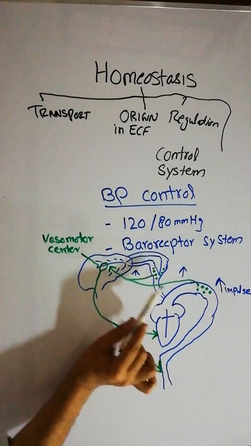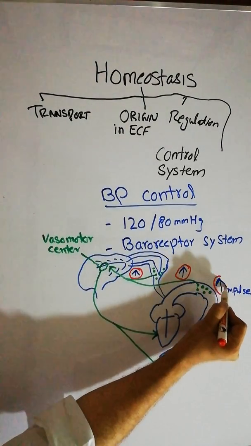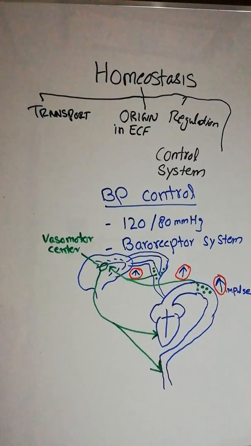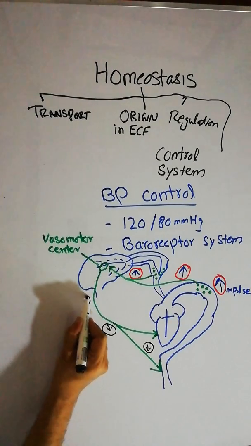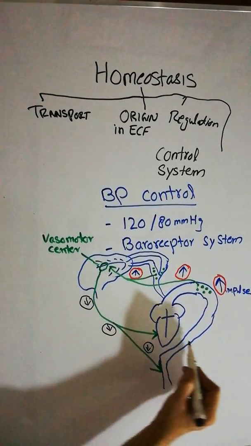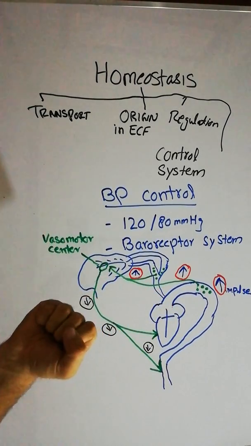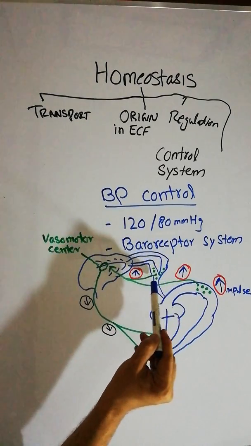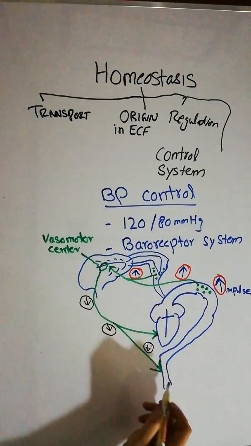When the increase in impulses is detected by the vasomotor center, it will decrease the impulses to the heart and the vessels. When the impulses from the vasomotor center are decreased, the pumping of the heart decreases and the blood vessels dilate. Normally when they constrict, they are pressing the blood to move forward, but when they dilate, they pull. So the increase in signals due to high BP is transmitted to the vasomotor center, which responds with a decrease in impulses for the heart rate as well as dilation.